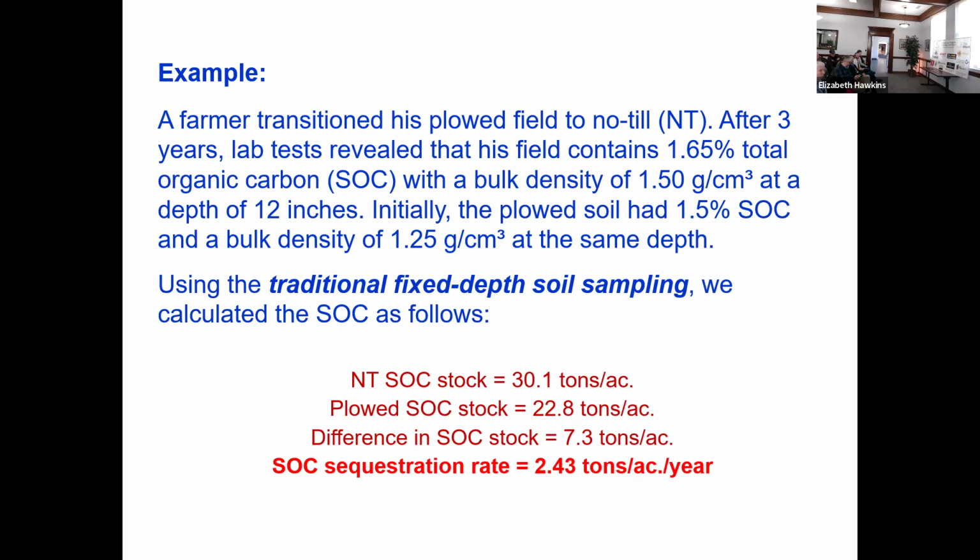again, I had to convert all this from the metric into the English system. 30 tons per acre, and plowed soil at the beginning of transition, 22.8. So the difference is 7, a little more than 7. So carbon sequestration over a 3-year period, 2.43 tons per acre per year, which is not possible. So that means something is wrong. The farmer wants this much carbon sequestration and says, oh, I have this much carbon in the lab test, so I want more credit, but actually this is not right.